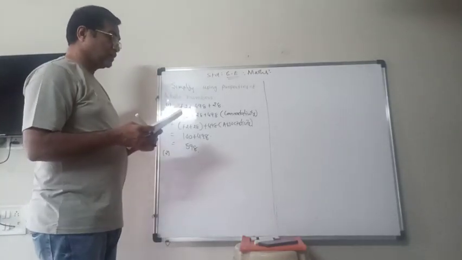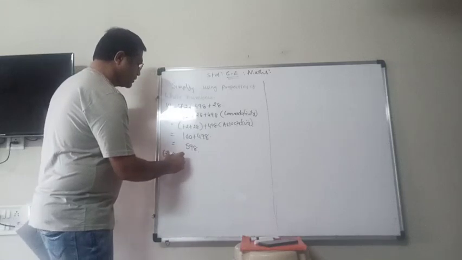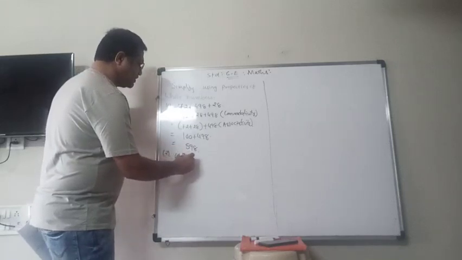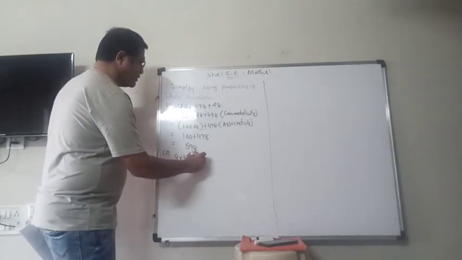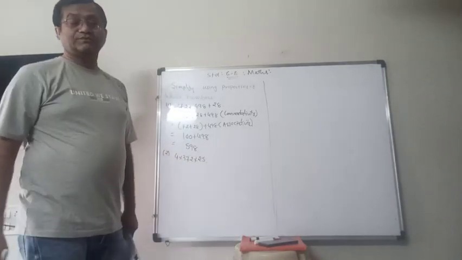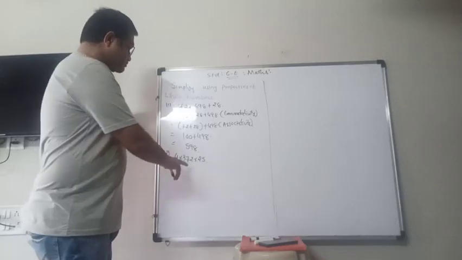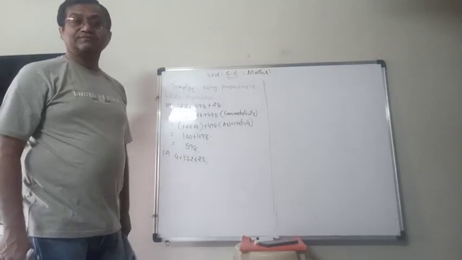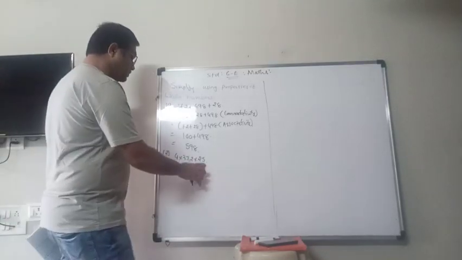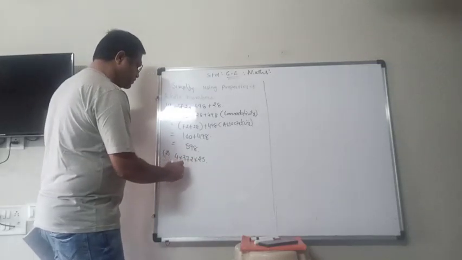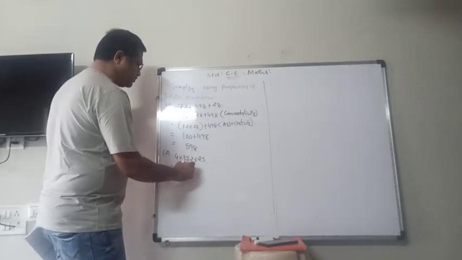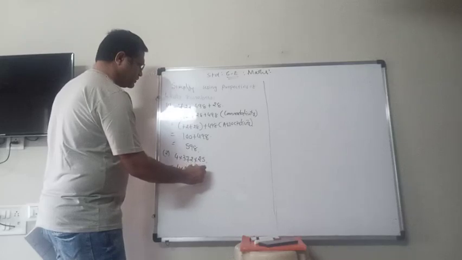Second, 4 multiplied by 372 multiplied by 25. Now at a glance you can see that 25 fours are 100, right? So 25 will be coming here. So 4 multiplied by 25 multiplied by 372.